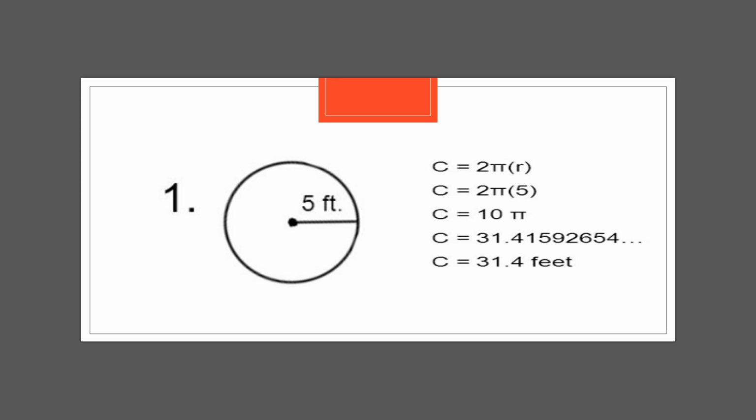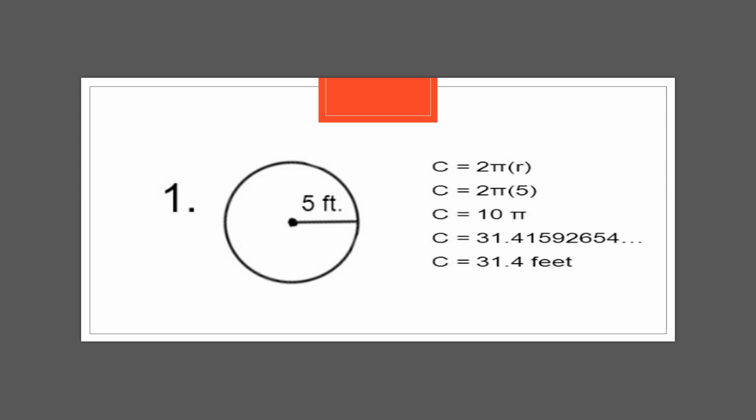In your first example here, you're given your radius. Your radius is 5 feet. So what we're going to do, we're going to use our formula. C is equal to 2 times pi times the radius. And we multiply 2 times 5, which is going to give us 10 times pi. And then we multiply 10 times pi, round that off, and we're going to have 31.4 because directions stated to round to the nearest tenth.